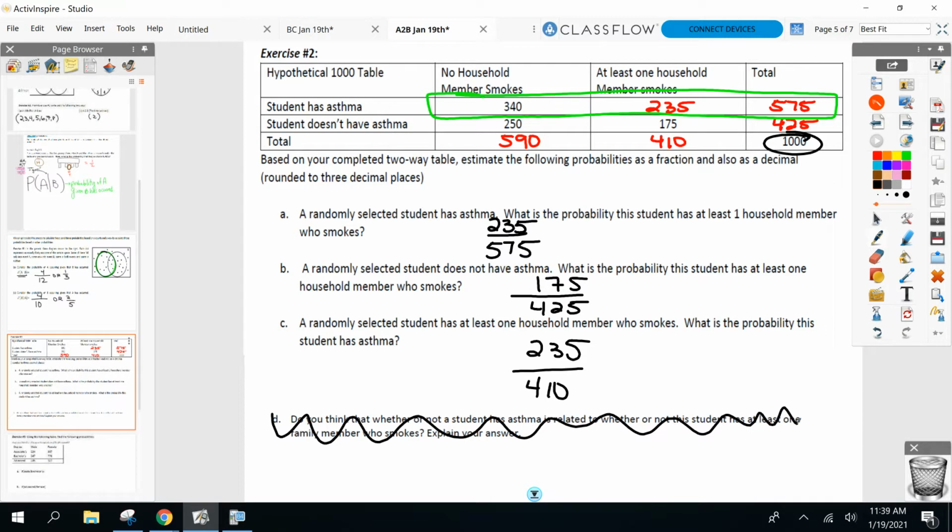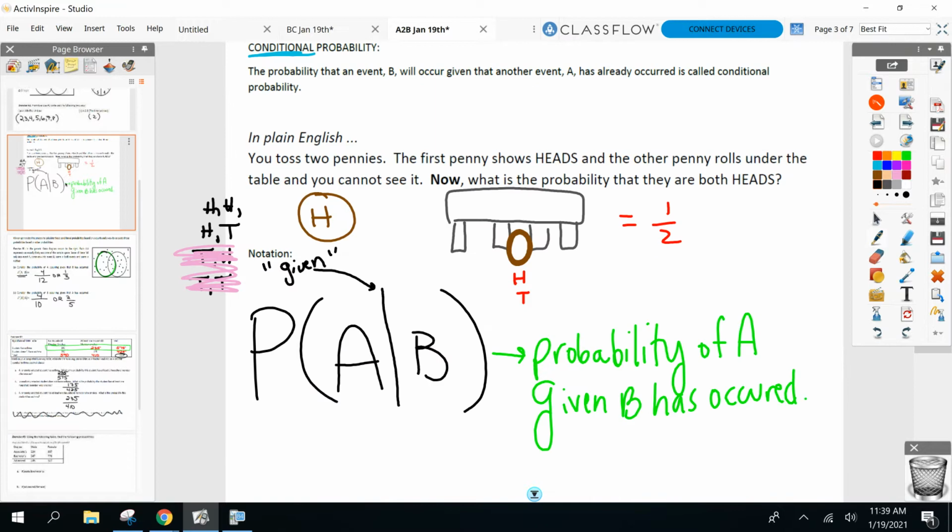Are you guys okay on A, B, and C? Where we're going with that? We okay? Why the denominator changes every time? It's not out of 1,000 because you're picking from a certain group now. So out of this group, what are the chances this happens? That's called conditional probability. All right? That's called looking at a certain group and telling me the probability.